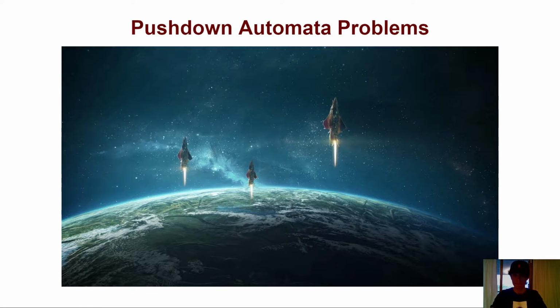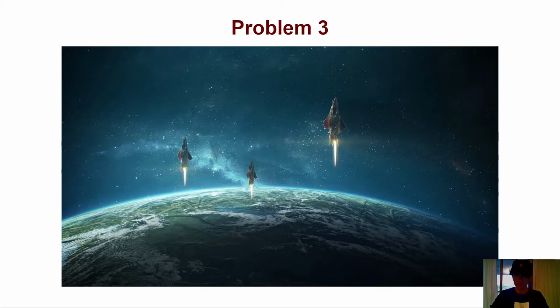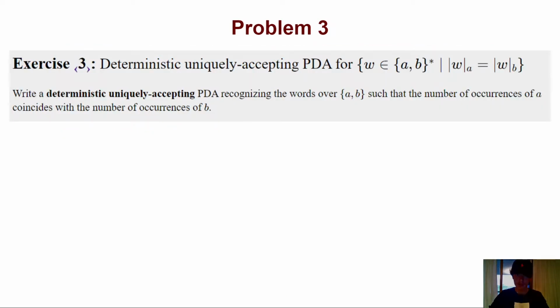Hey everyone, in this lesson we are going to solve problem 3 on the collection of problems about pushdown automata. In this problem 3, we are asked to construct and build a pushdown automata that recognizes this language, which is the language where we have the same amount of A's and B's. So basically here we have a brief description of this problem.